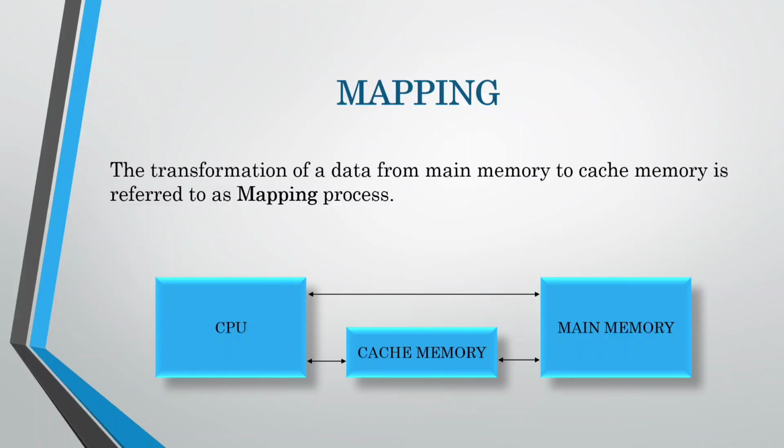So, what is mapping or mapping process? The transformation of data from main memory to cache memory is referred to as mapping process. Mapping from main memory to cache memory is a crucial aspect of computer architecture. The main reason is cache memory is faster than main memory. So, mapping ensures that frequently used data is brought into cache memory, so we can access the data from cache memory without any time delay.